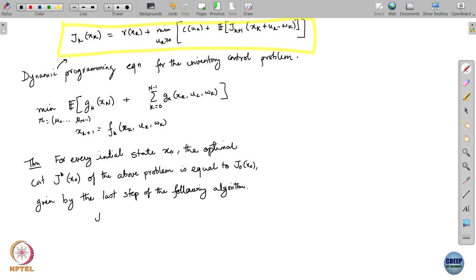Okay. So, J_N of x_N is simply g_N of x_N. So, you just initialize the value function, for simplicity, J_N of x_N as g_N of x_N, and then write the value function at each step k before that as follows.